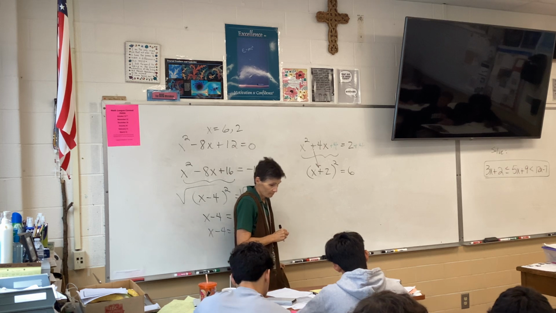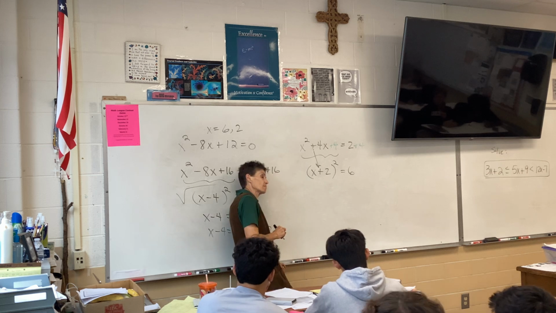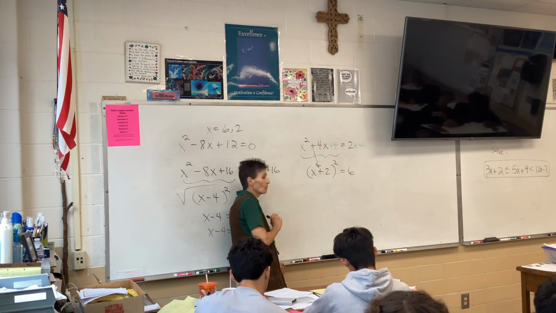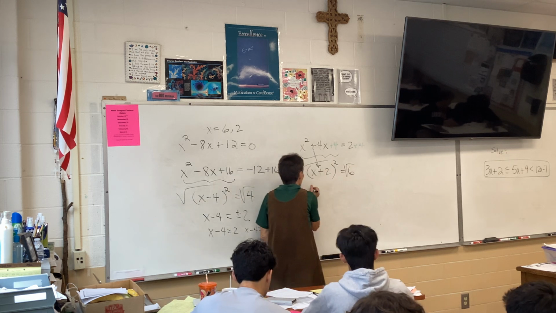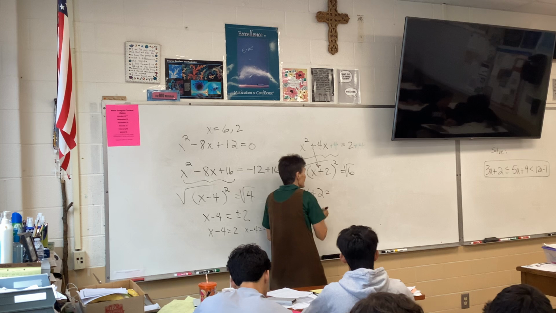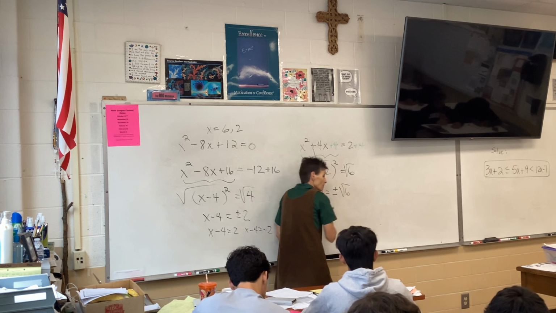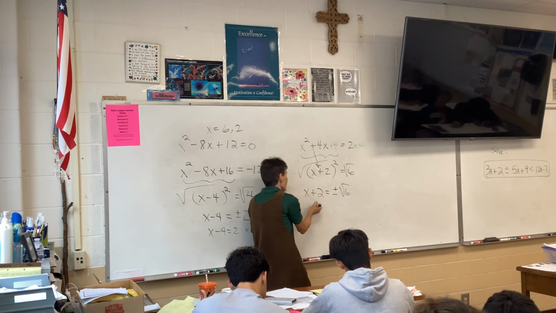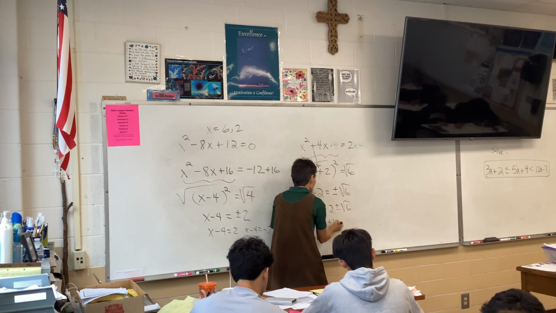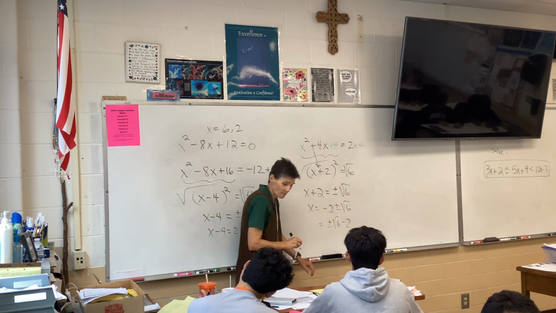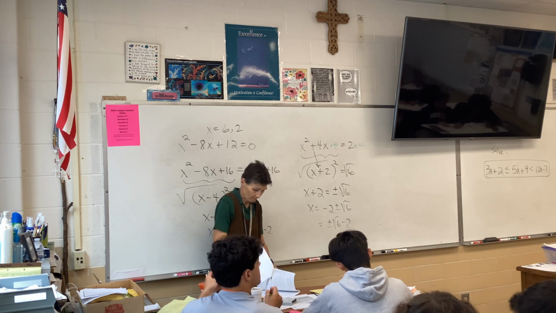Jake, what do I do now? Just square root. So x plus 2 is going to be plus or minus the square root of 6. So x equals negative 2 plus or minus root 6, or plus or minus root 6 minus 2. It doesn't make any difference. Write it the way you are comfortable writing it.